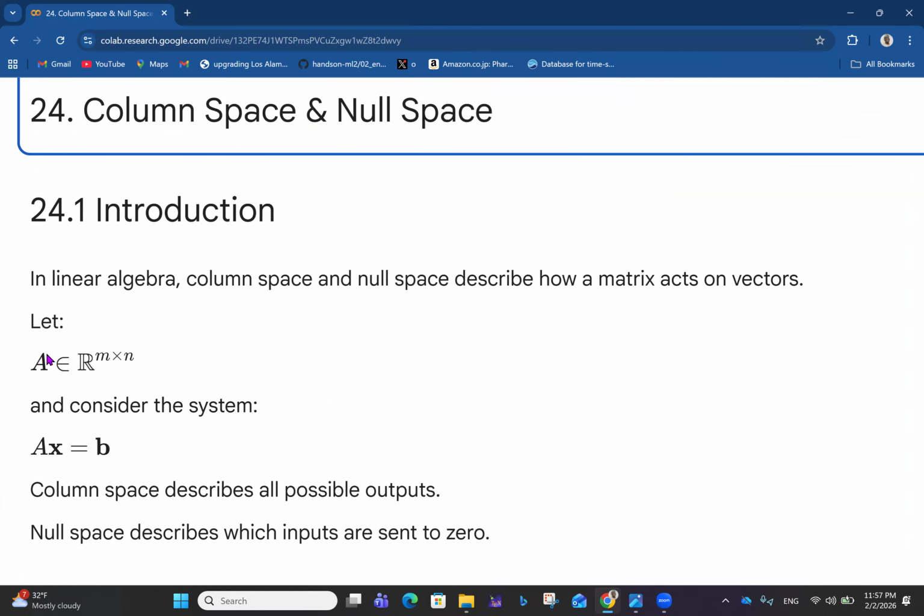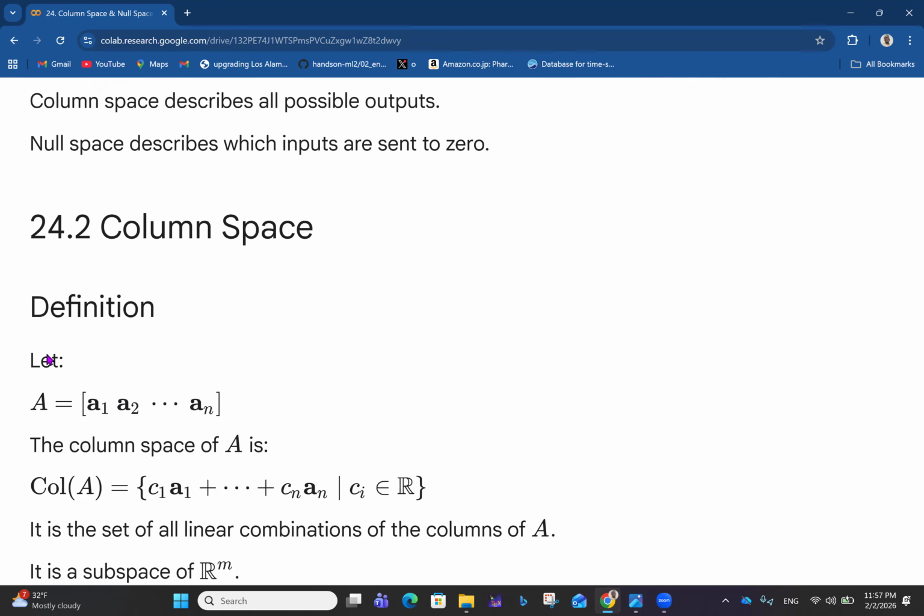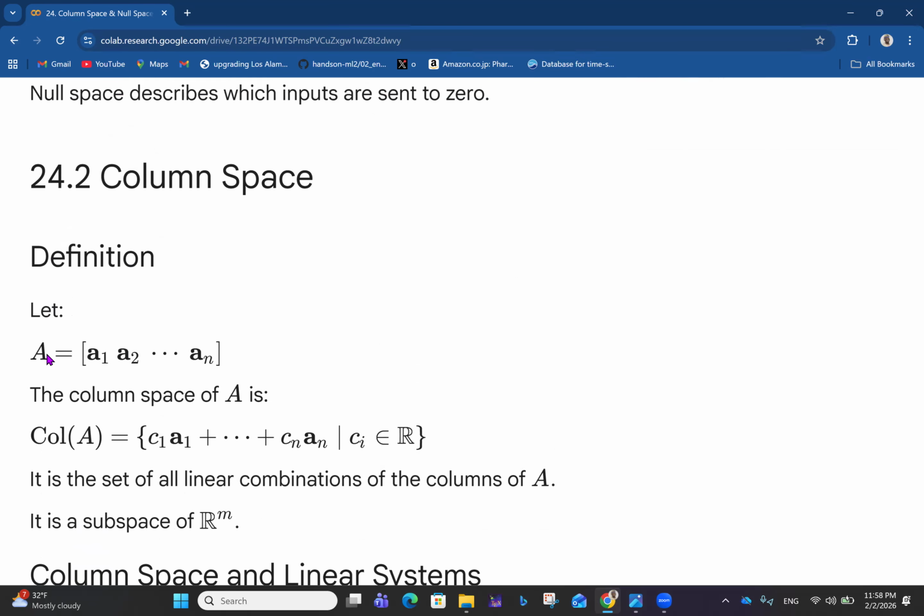In linear algebra, column space and null space describe how a matrix acts on vectors, right? So for instance, let a matrix A be in the real number system, m by n, and consider the system AX equals B. Column space describes all possible outputs, okay? Null space describes which inputs are sent to zero, right? So straight up, let's talk about column space.